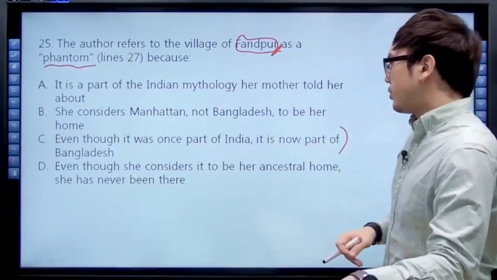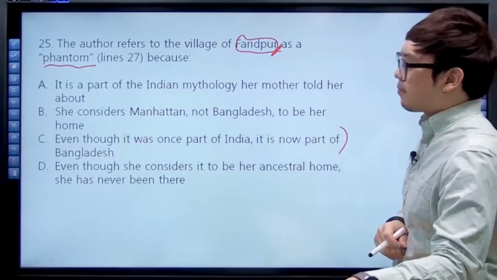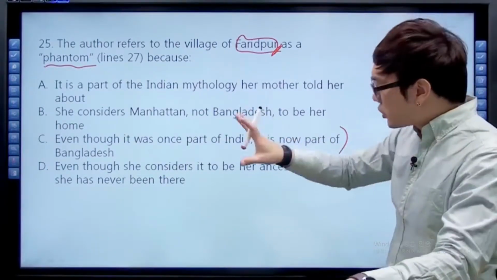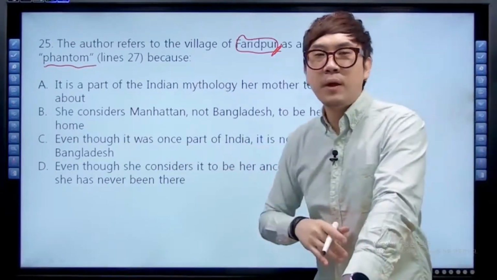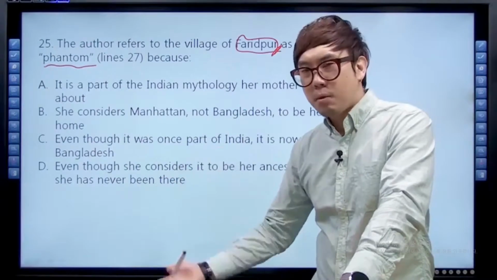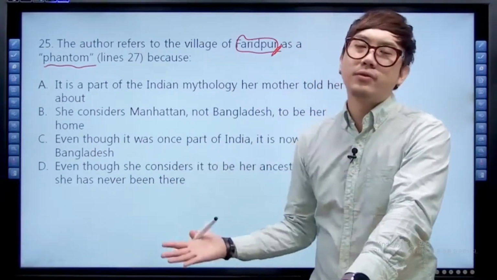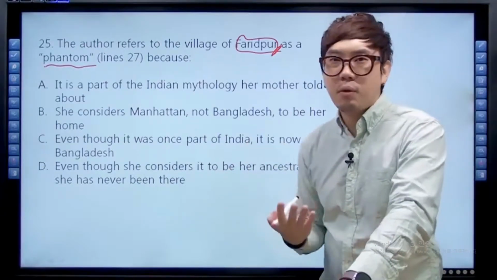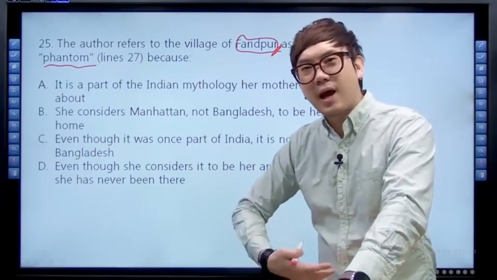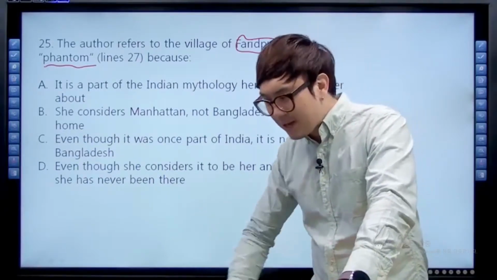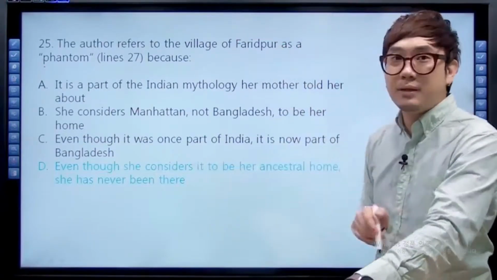Even though she considers it to be her ancestral home, she has never been there. I guess that would be the best answer, right? She's never been there. Remember, she considers it to be her ancestral home. She considers it her hometown, but she's never been there. It's in part of Bangladesh, and it's her father's hometown. It doesn't mean that she was born there. It just means that she feels that urge towards it, or at least some kind of connectedness towards it. So the answer has to be D, right?